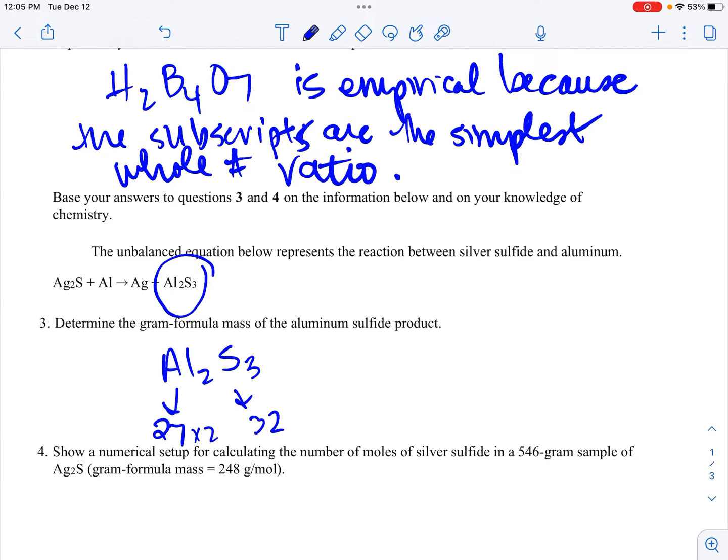However, there are multiple atoms. So 27 times 2 is 54 for aluminum. And I'm going to add that to 32 times 3, which is 96. So I'm going to add those together, and I'm going to get 150 grams per mole. It's a 5.